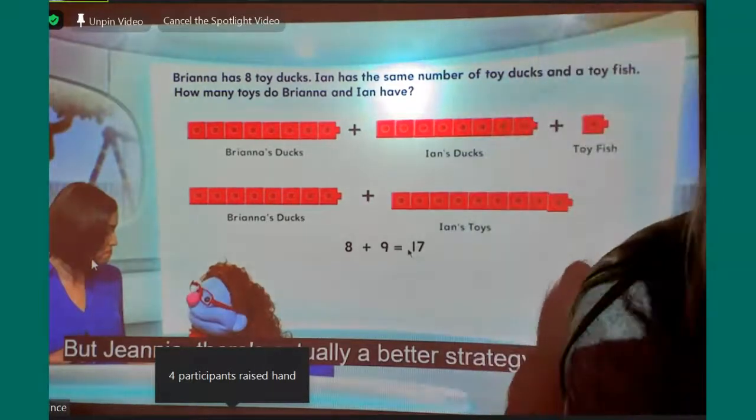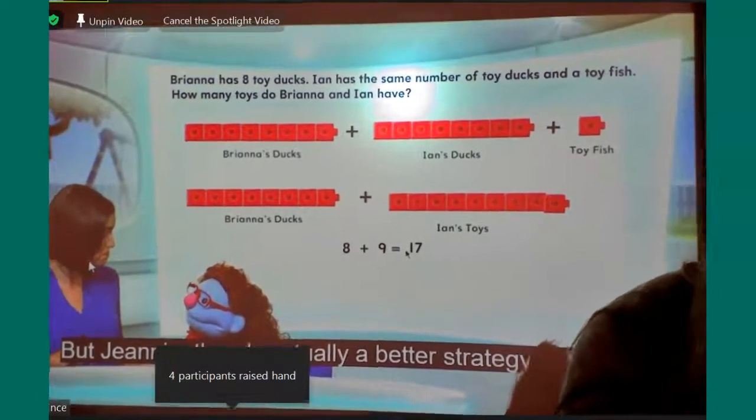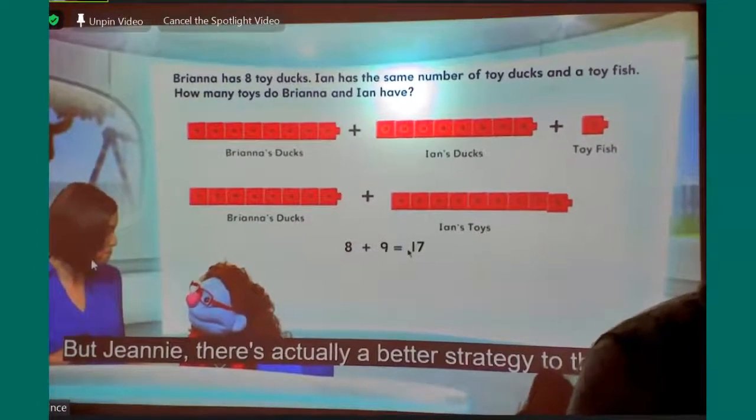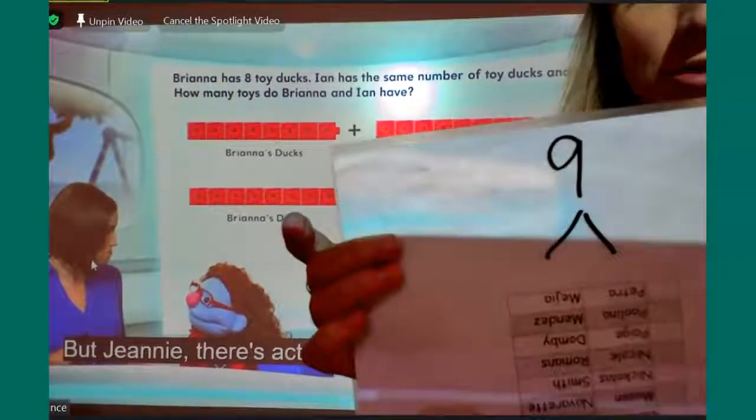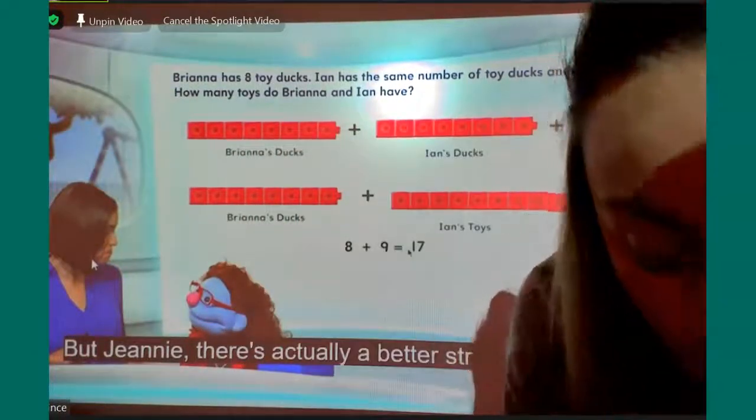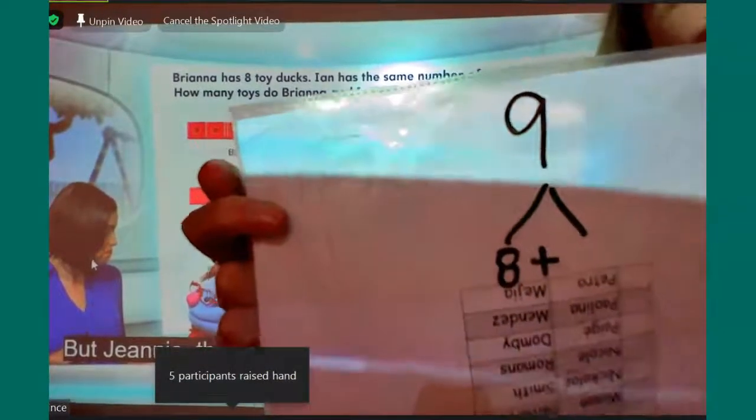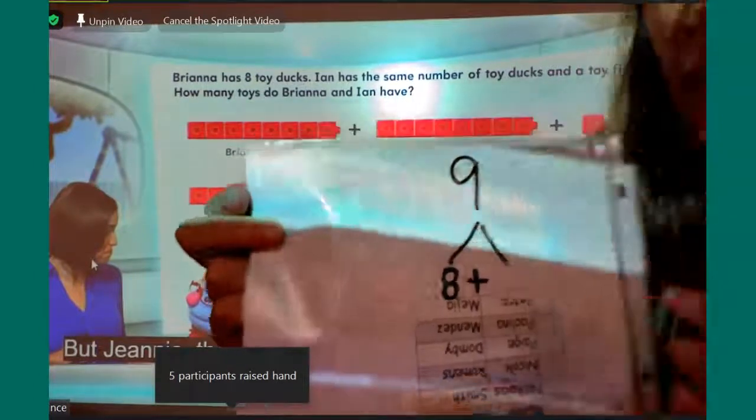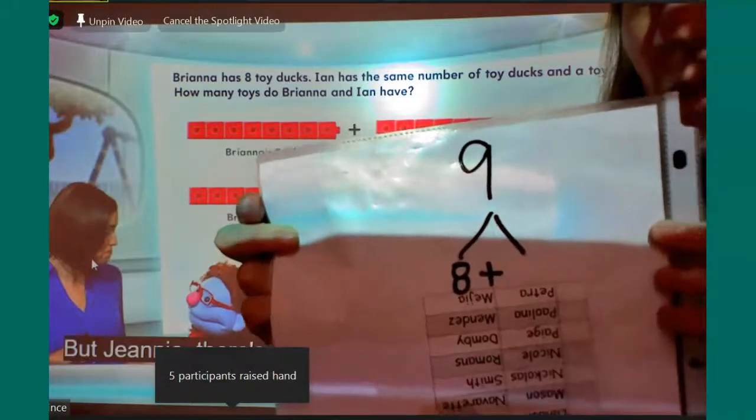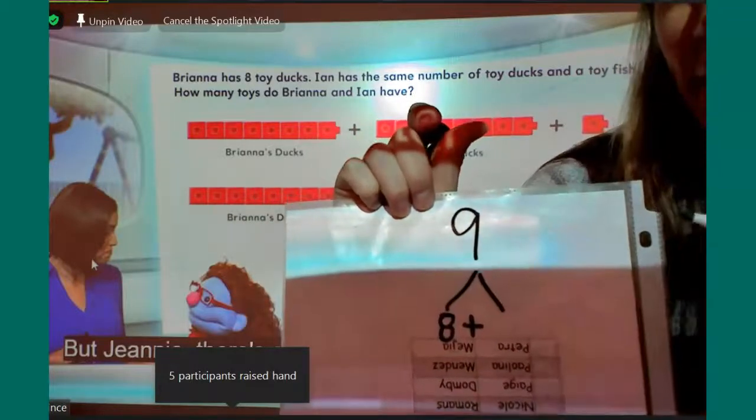I don't know. So do you remember when we did this, Kieran? I'm going to show you on my paper here. So 9 could be something and something. So we took it apart. Do you remember that? We took apart that 9. Yeah. And we made it 8 plus... Would 8 plus 8 equal 9? Oh. So we need 8 plus how many more to get to 9?